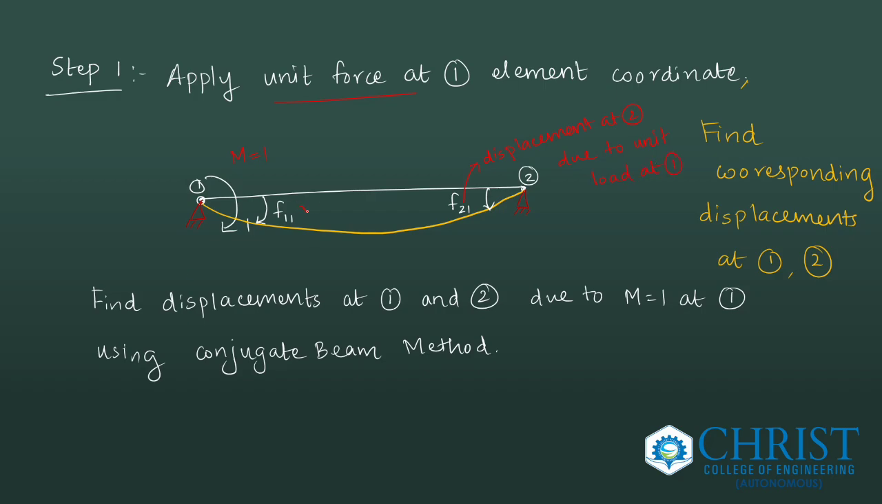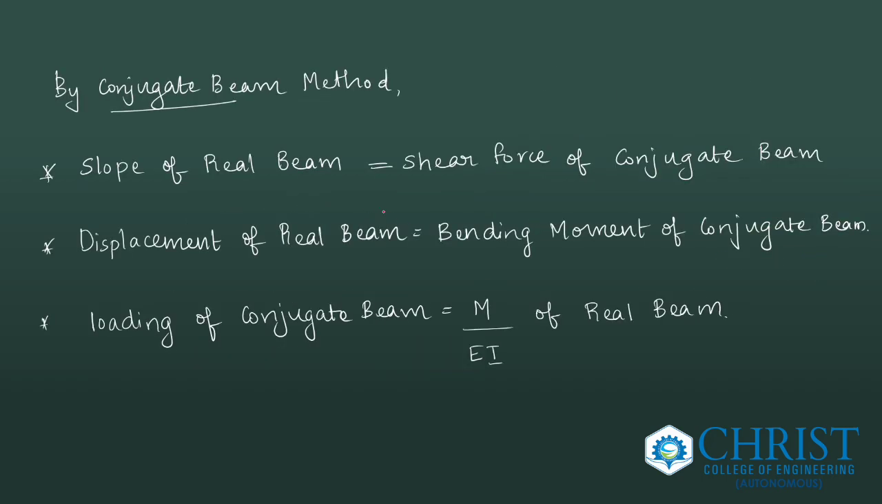Right, we have to find the values of F11 and F21, for which we will follow conjugate beam method. Conjugate beam method to find out the value of two theta values, that is slope values. So a quick recap of conjugate beam method. The slope of a real beam is equal to the shear force of the conjugate beam. That's how we study. We have to convert the real beam into a conjugate beam, and the displacement of the real beam is the bending moment of the conjugate beam. So how should the conjugate beam's loading be? The loading of conjugate beam should be the M by EI of real beam.